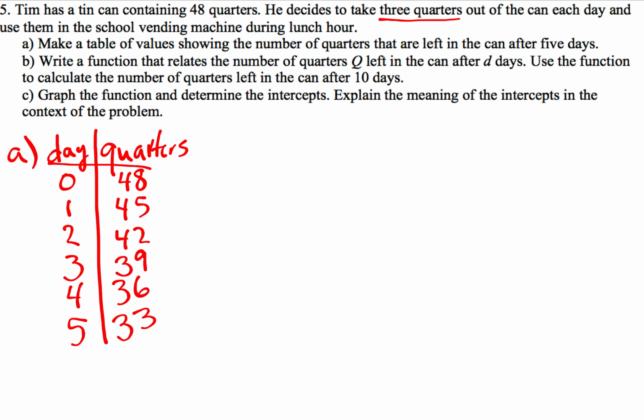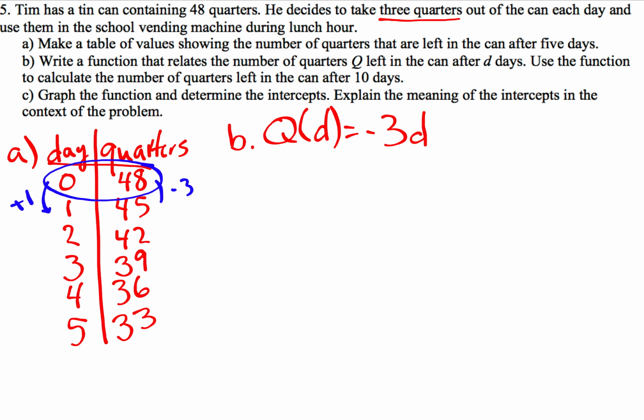Part B, write the function that relates the number of quarters Q left in the can after D days. Use this function to calculate the number of quarters left in the can after 10 days. So we're going to create the function q of d. D is the input variable. The unit rate here, or the rate of change, is going down 3 for every increase of 1 day. So the slope is actually going to be negative 3. And then the y-intercept is the starting value, which here is 48. So q of d is negative 3d plus 48.